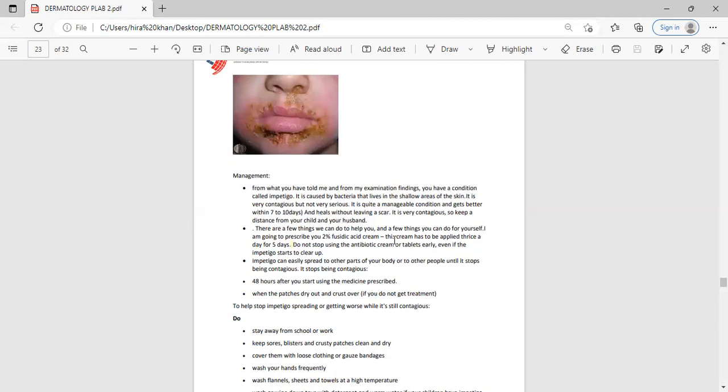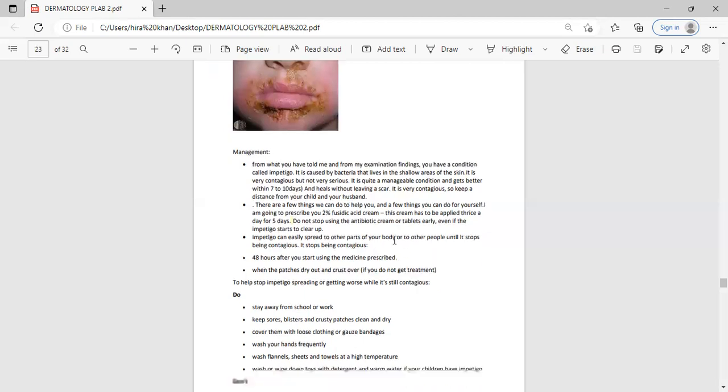And then you have to mention that, well, as you have asked me if you can go or not, well, I would recommend that it stops being contagious 48 hours after you start using the medicine prescribed, or if you do not take any medicine, when the patches dry out and crust over, you can go to the school. But before that, the rash is contagious, and you are at the risk of spreading this to others. So it's safe to be on the safe side. Please isolate yourself for a few days.